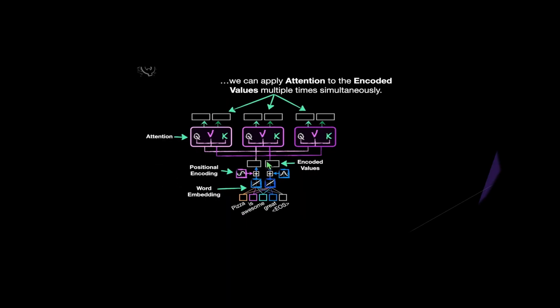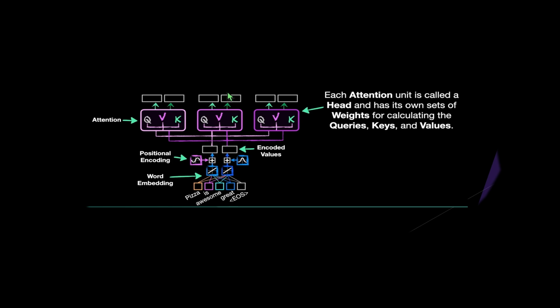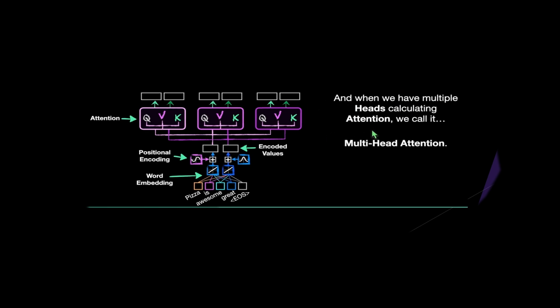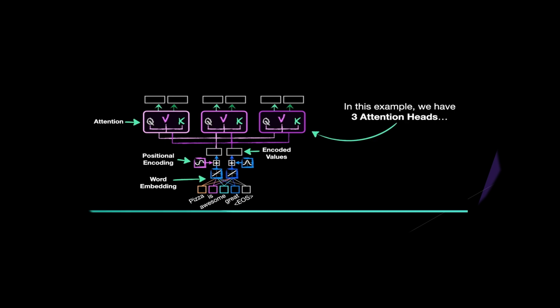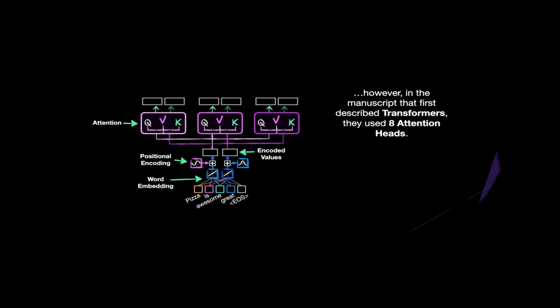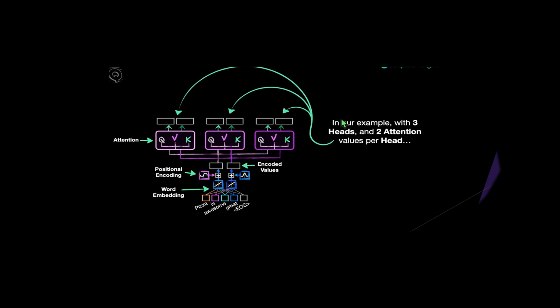After encoding and positional encoding, each word has a set of values, such as 2 encoded numbers per token. In multi-head attention, these encoded values are used to calculate separate query, key, and value sets for multiple attention heads. For instance, we can calculate one set of query, key, and value for the first head, another for the second head, and a third for the third head.